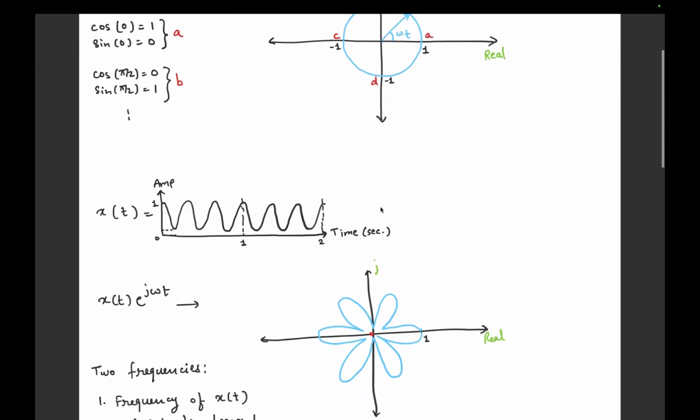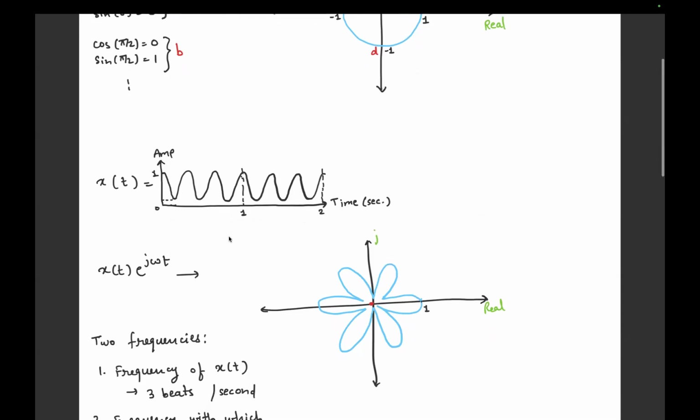Now let's consider a sinusoidal signal. This is a pure cosine wave, and the frequency of this cosine wave is 3 hertz. So it's completing 3 cycles. So 1, 2, and 3. 3 cycles in 1 second. So it has a frequency of 3 hertz.